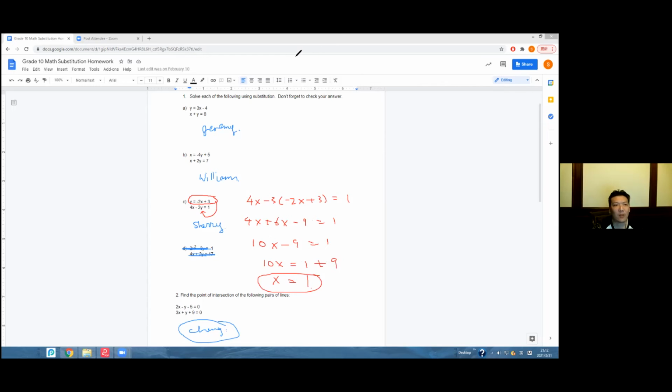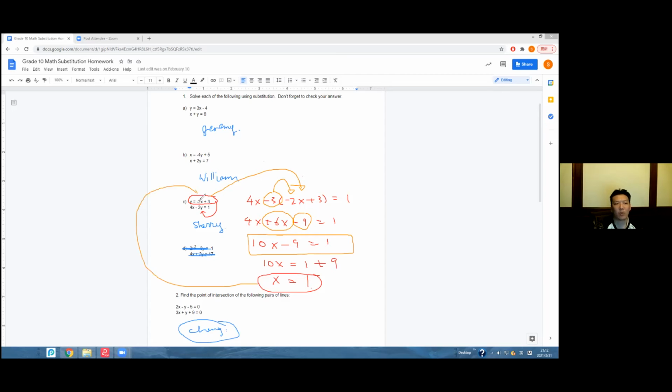Did I make a mistake anywhere, Sherry? Oh, yeah. Does this make sense? All you have to do is replace the y with -2x plus 3. And then the hard part is making sure that you distribute the terms properly. Okay, -3 times -2x is positive 6x. -3 times positive 3 is -9. So we end up with 10x take away 9 is equal to 1. X is equal to 1.